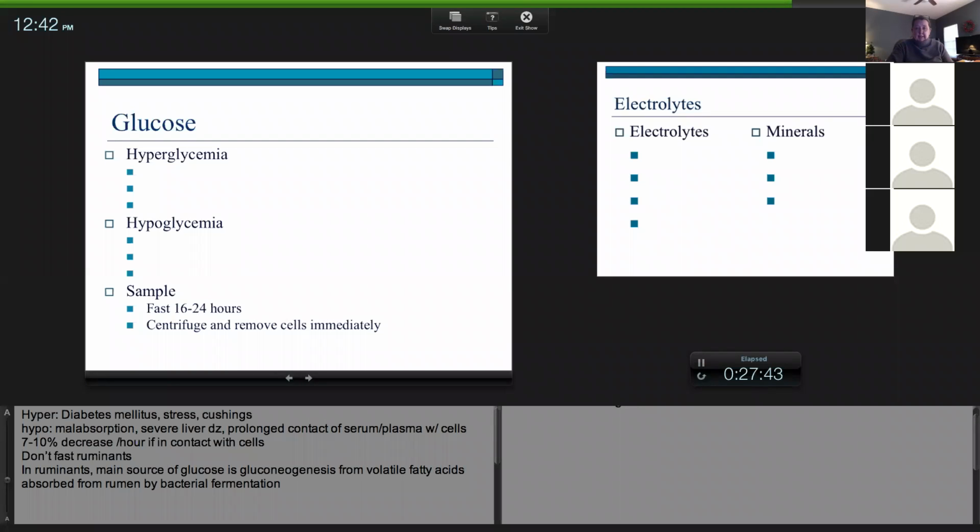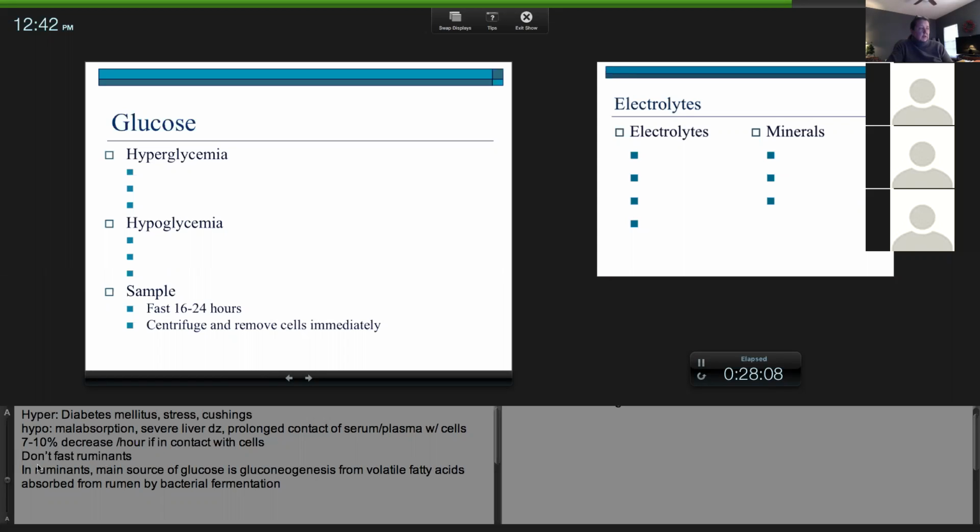When you centrifuge it, the big thing is you want to remove the cells immediately. Like I said, to be safe, you can use the serum separator. If you don't have a serum separator and you spin it, you definitely need to suck off that serum and put it in a clear tube and keep that separate so that you can send it to the lab.